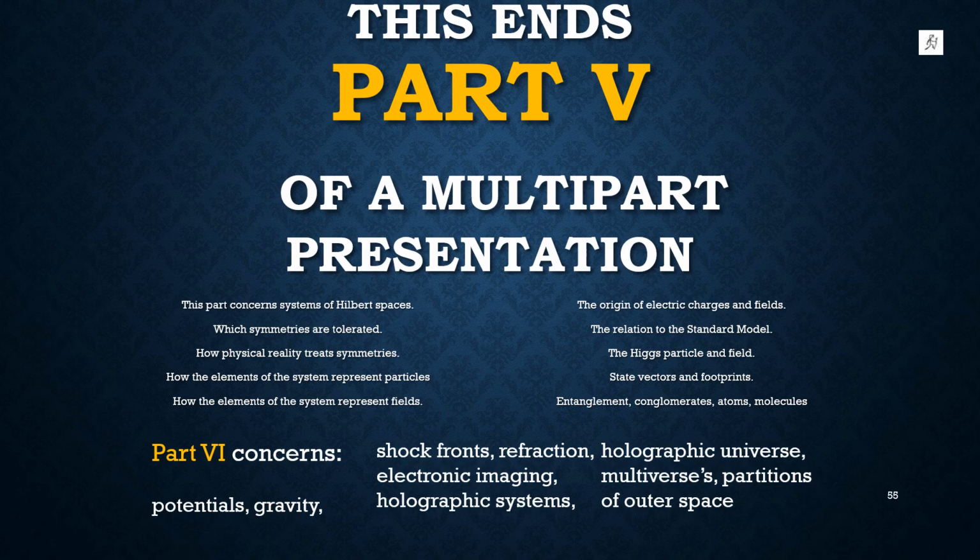This ends part 5 of a multi-part presentation. This part concerns systems of Hilbert spaces. Which symmetries are tolerated? How physical reality treats symmetries. How the elements of the system represent particles. How the elements of the system represent fields. The origin of electric charges and fields. The relation to the Standard Model. The Higgs particle and field. State vectors and footprints. Entanglement, conglomerates, atoms, molecules.